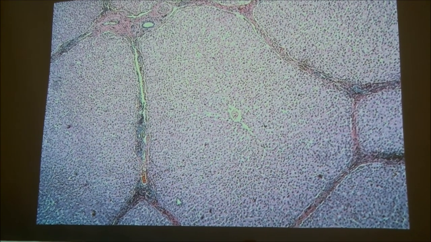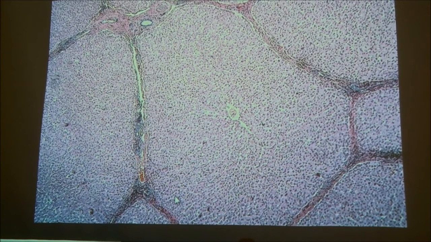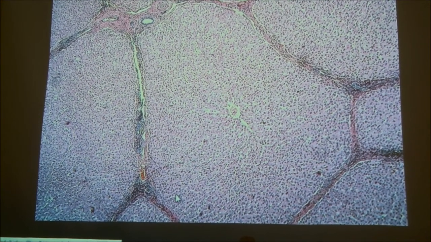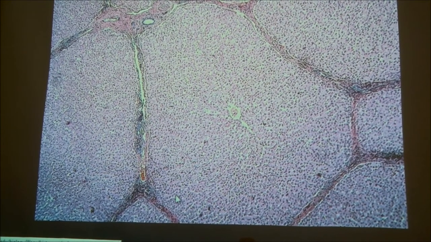Can you guess what the red things are called if they're in a liver? Hepatocytes, so they're liver cells. Okay? You can't see Kupffer cells on the slide, so know what they do. They're a white blood cell, but you can't see them.